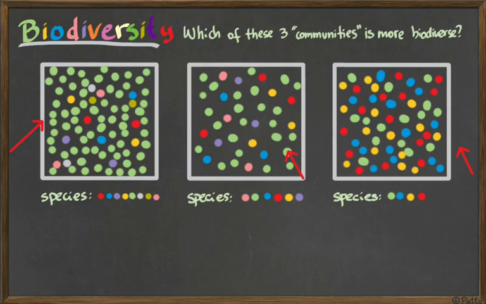However, the left one, which people usually say is the least biodiverse, looks almost all green, but has more species. So this one has 8 species, the middle one has 6 species, and the right one has 4 species. The number of species, we call it richness. So richness is a factor that should be considered when you talk about biodiversity.